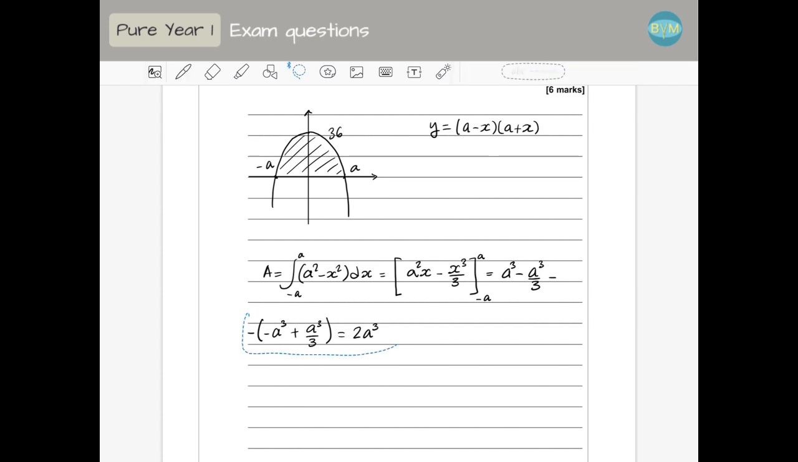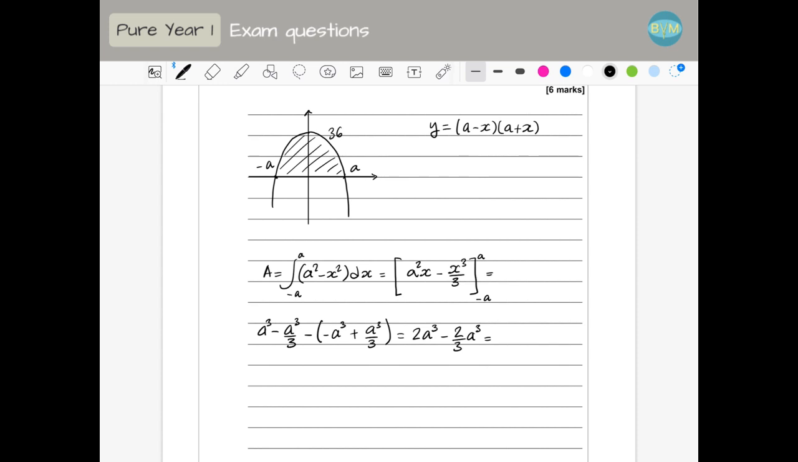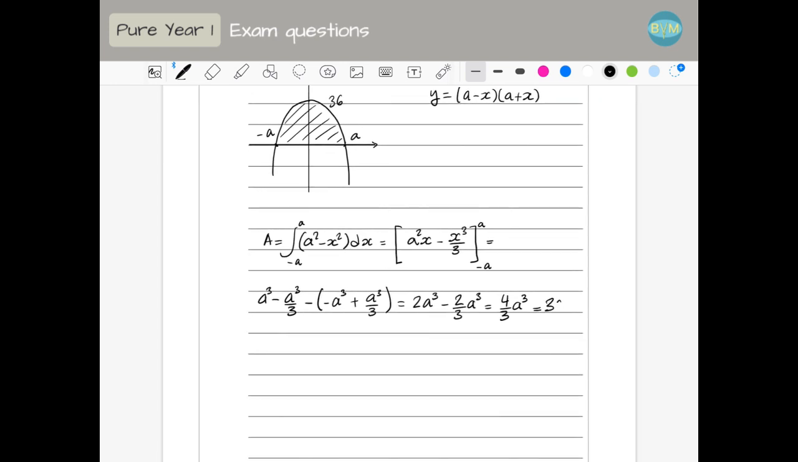I'm thinking that maybe it's less confusing to put it all together. Give me just 1 second. So I have this, and I can delete one of the minuses. I think it's going to help you to see it all together, just in case you are confused with the signs. So a cubed minus minus a cubed is 2a cubed, and then minus a cubed divided by 3 minus a cubed divided by 3 is minus 2 thirds of a cubed, which is 6 minus 2, 4 thirds of a cubed. This is 36 because the area is equal to 36.